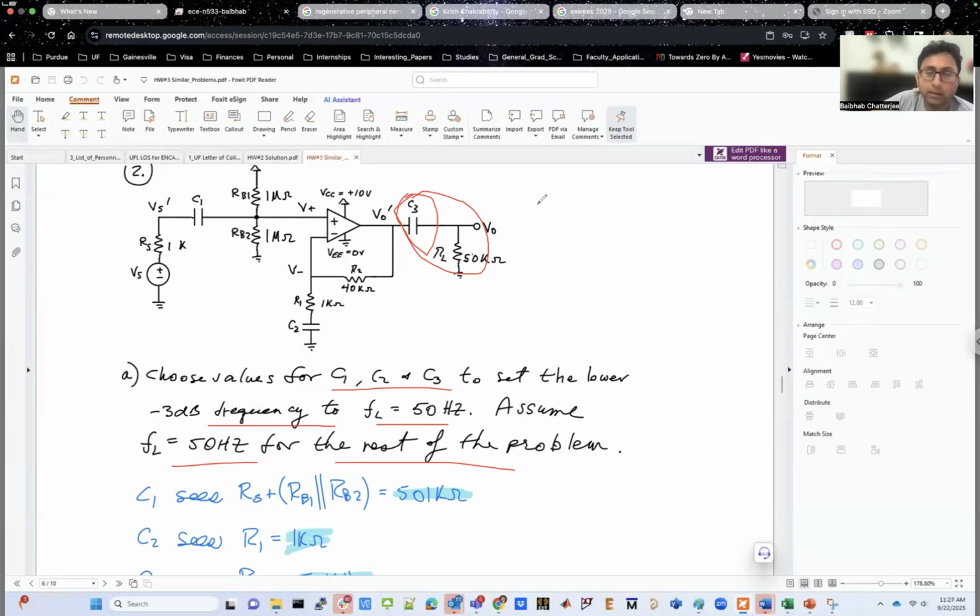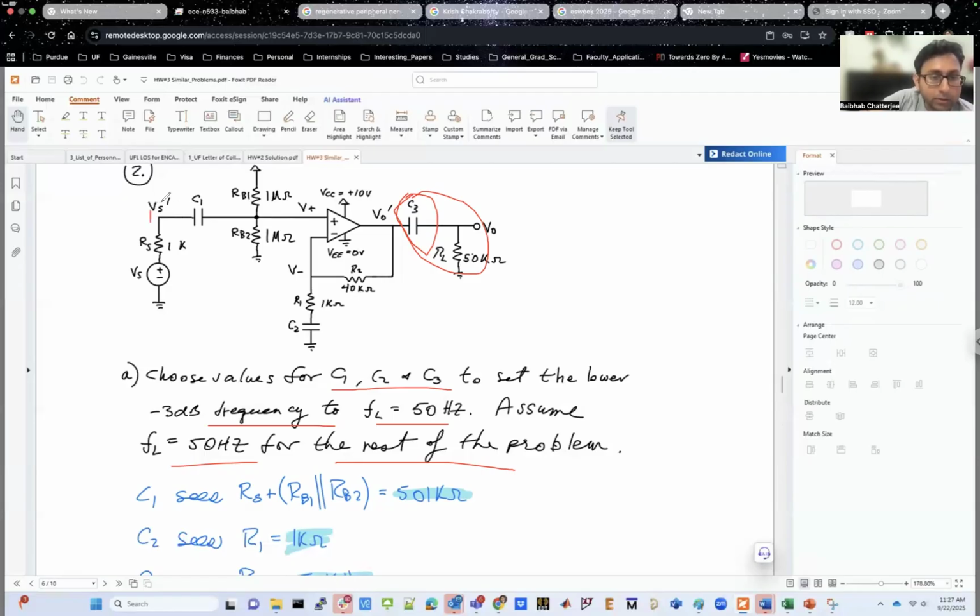Because unless the capacitor is shorted, there would be no signal coming from the left side of the capacitor. So the capacitor has to be shorted for any kind of voltage to be available on the right side of the capacitor, which means you need to have a relatively high frequency. And that's why a series capacitor connected to a resistor to ground is a high-pass filter.